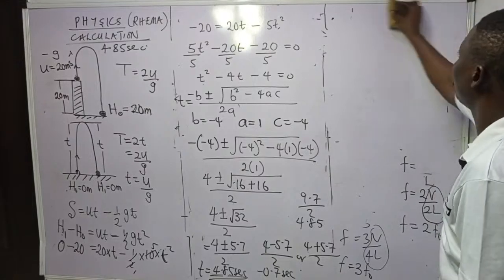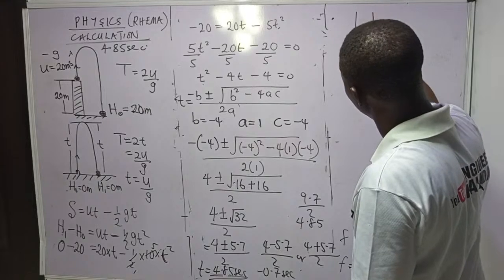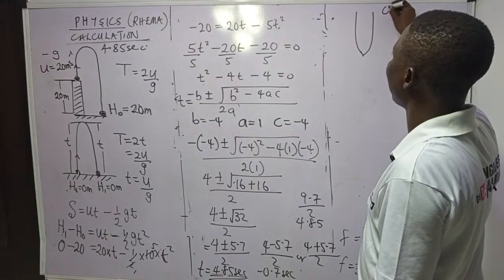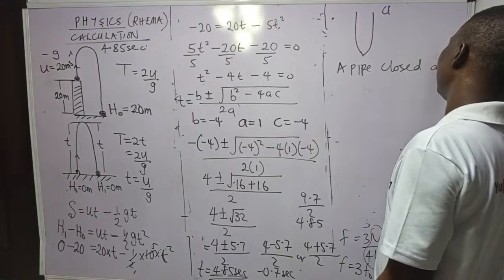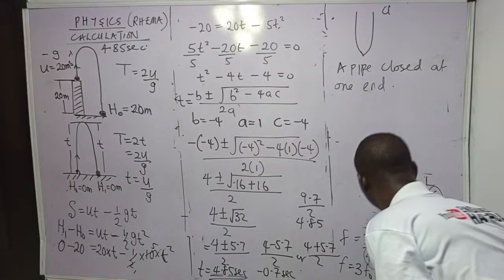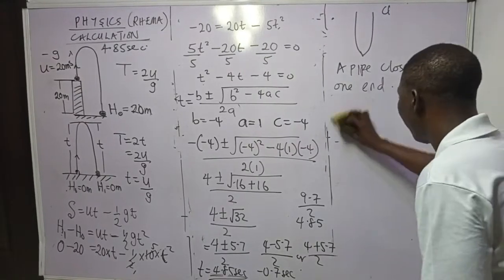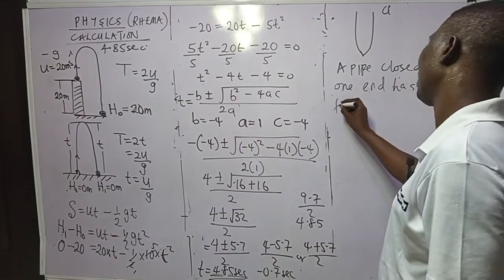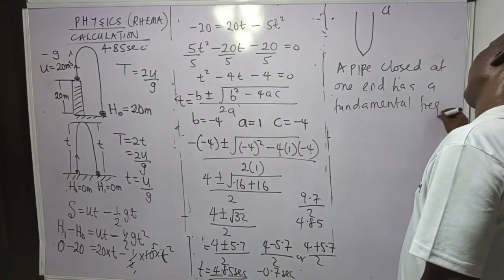A pipe closed at one end. This is a pipe. A pipe closed at one end has a fundamental frequency of 200 Hz. Let me clean the board.